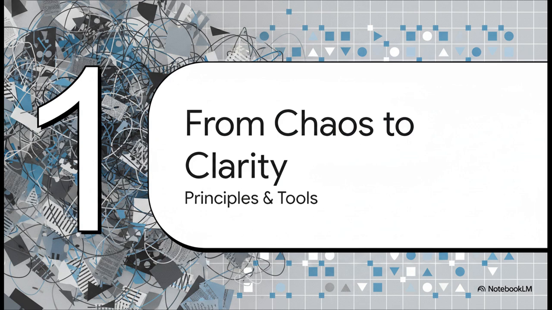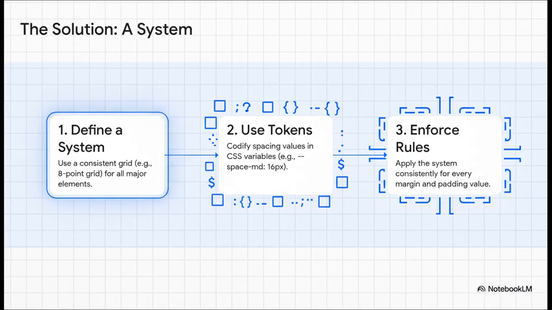Okay, enough doom and gloom. We've seen all the ways things can go wrong. So how do we fix it? How do we get from that chaos to real clarity? Well, the secret is to stop guessing and start being systematic. The big fix here is to stop making it up as you go along and to actually use a system. It's really just 3 simple steps.